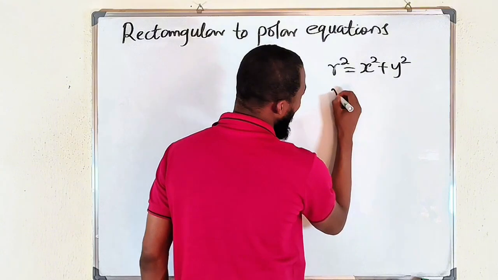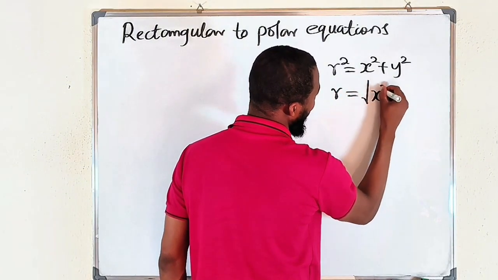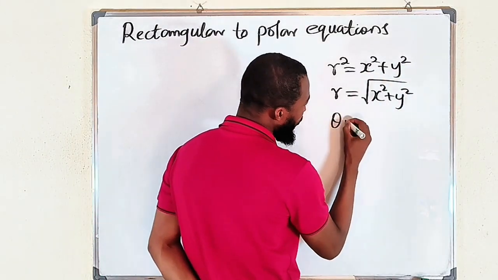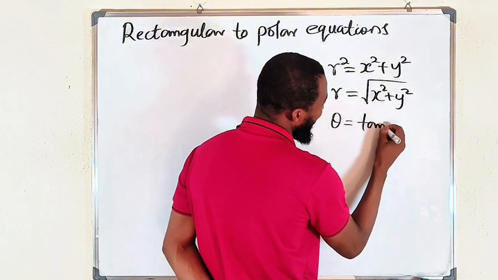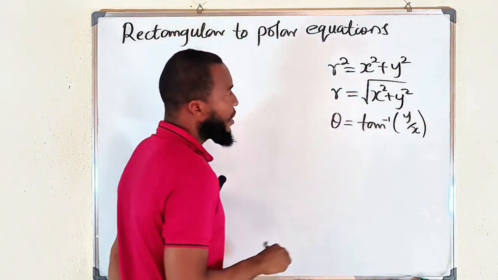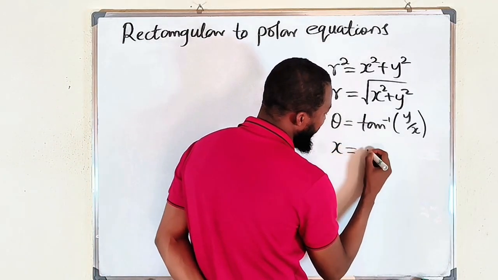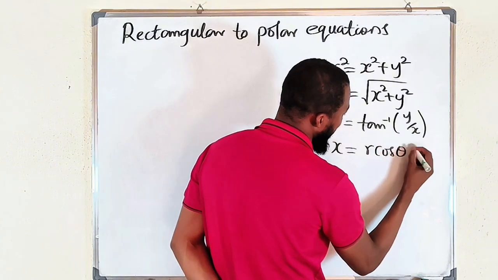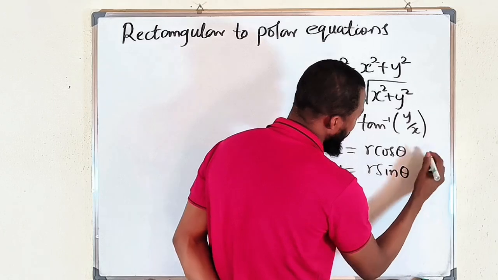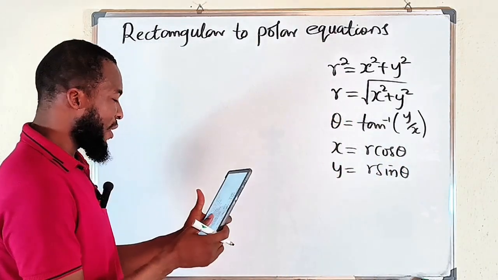Or if it is just r, you can change it to the square root of x squared plus y squared. Then if it is theta, we know it is the same thing as what? Tan inverse of y divided by x. All this relationship, you should know them, which again, if you have x, you know it is the same thing as r cos theta. If it is y, you know it is the same thing as r sine theta. Do we have any other thing? Well, let's get started with the first question here.